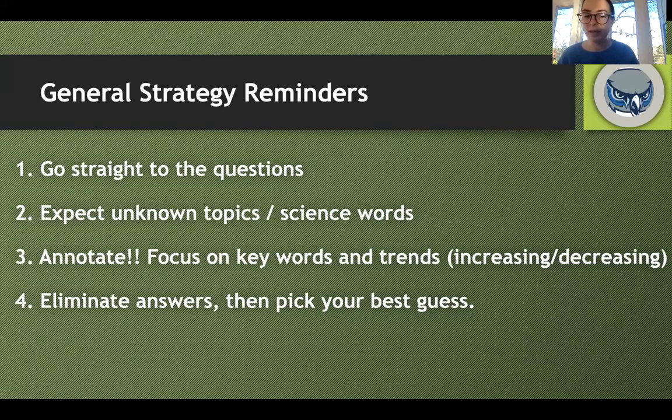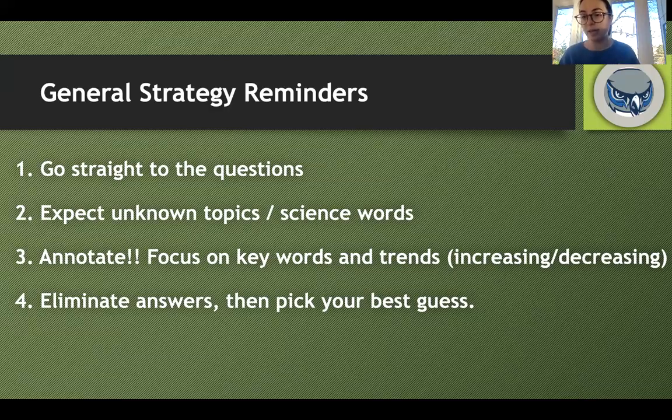And lastly, my 4th tip is pick the best answer you can, okay? Eliminate answers that you can. Pick your best guess. There's no penalty for wrong answers on the ACT. So if you can narrow it down between 2, that's very good. Pick your best answer and keep moving, keep getting all the points you can.